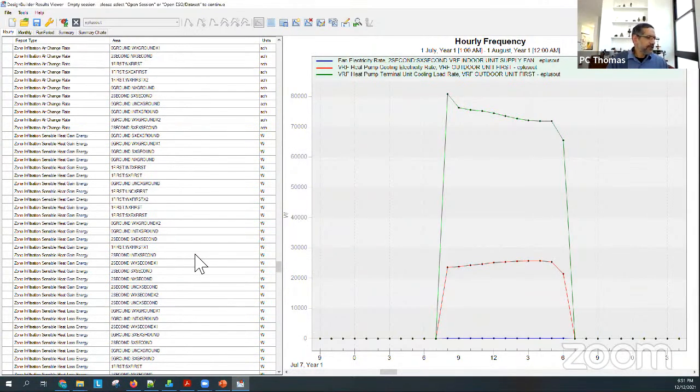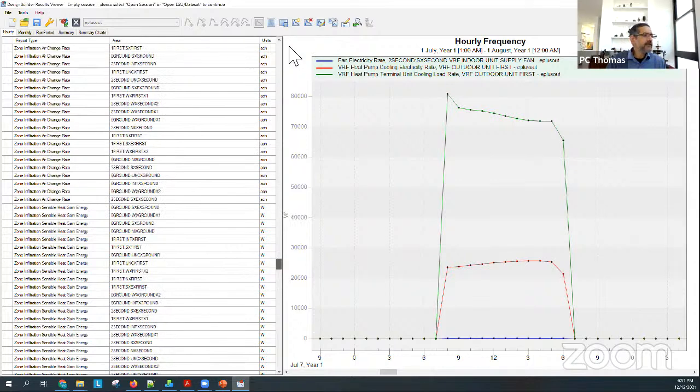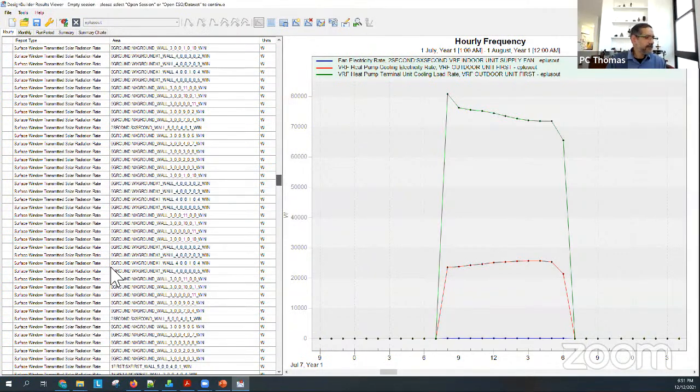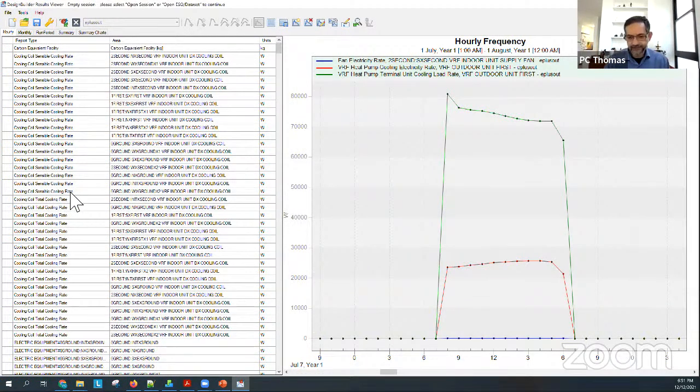You only need to plot this stuff if you have a problem and you want to diagnose what's going on. If you don't need that, if everything is working correctly, you can simply go to the summary sheet and pick up the numbers here. Okay.